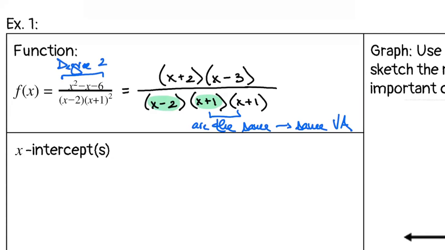Nice. We've got a degree 2 up here. That's, I think, very clear from the way it's written. But the degree down here, this is a degree 3, right? And in particular, it's because we have a squared times a linear. That's going to give us degree 3. Okay. So we've got a degree on the top that's smaller than the degree on the bottom. And so we're anticipating we might have an end behavior of y equals 0. Okay.